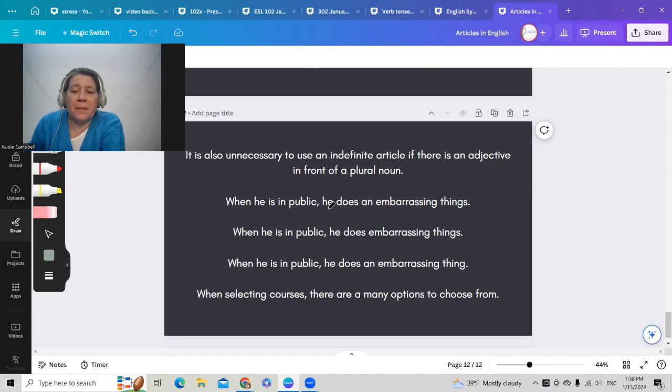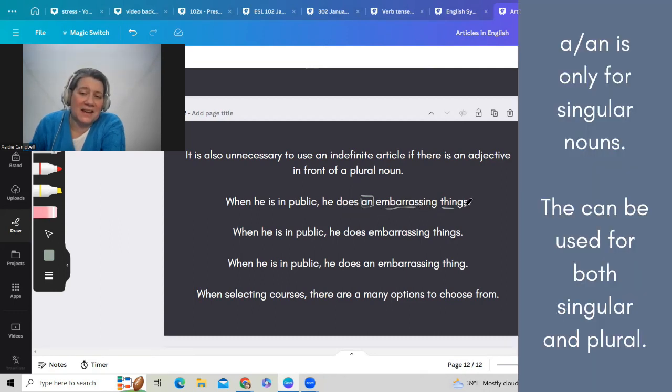For example, this is our indefinite article, and here is our noun. We have this word embarrassing. He does an embarrassing things. Okay, we don't need the article, so this would be incorrect. When he's in public, he does embarrassing things. That's correct. No article is correct. Okay? Because we're using this adjective instead.